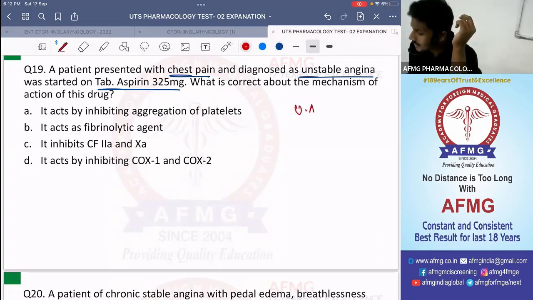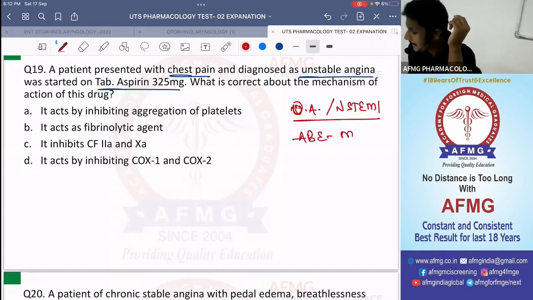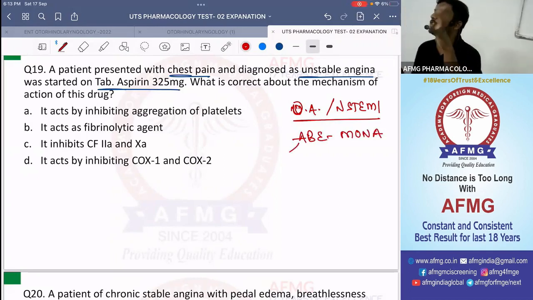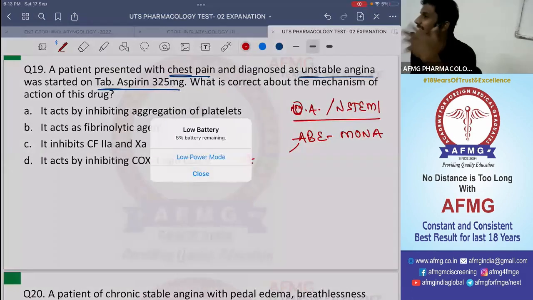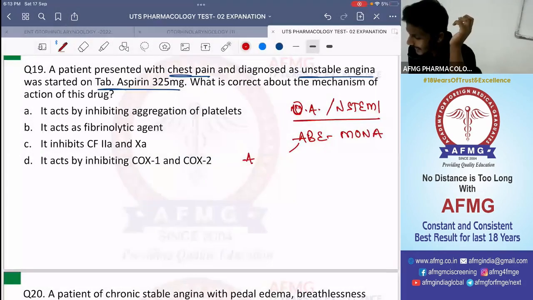So in cases of unstable angina, or in cases of non-ST elevation MI and STEMI, the treatment regimen is called as ABIMONA. Remember it like this, ABIMONA. So A goes for a glycoprotein 2B3A inhibitor, which is an antiplatelet drug, and that is called as abciximab.